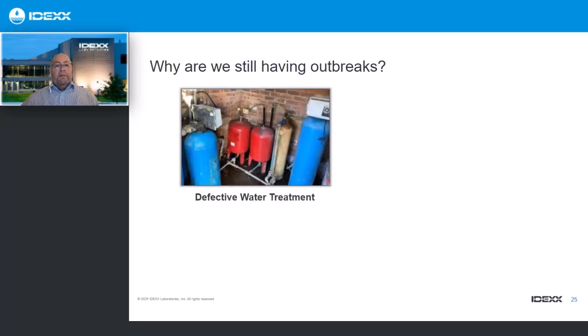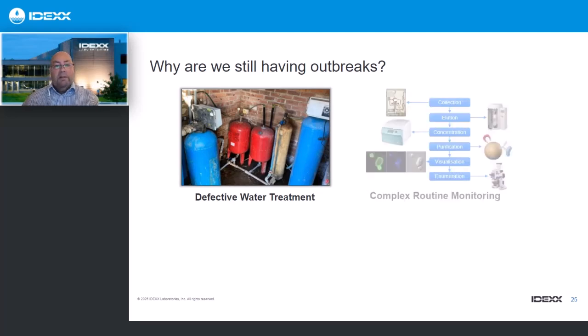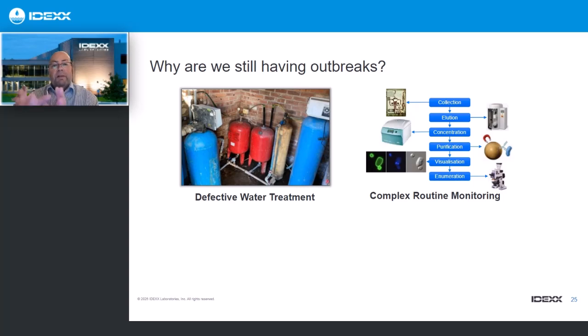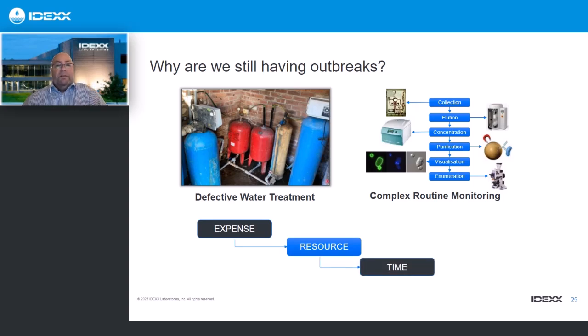The reasons why we're still having outbreaks: defective water treatment, aging infrastructure, the very complex routine monitoring. It can be quite expensive to put in place all of the equipment and to have analysts trained to perform this very complex technique. So expense, resource, time, and technique are probably the four things that restrict people from doing increased testing for Cryptosporidium and Giardia.